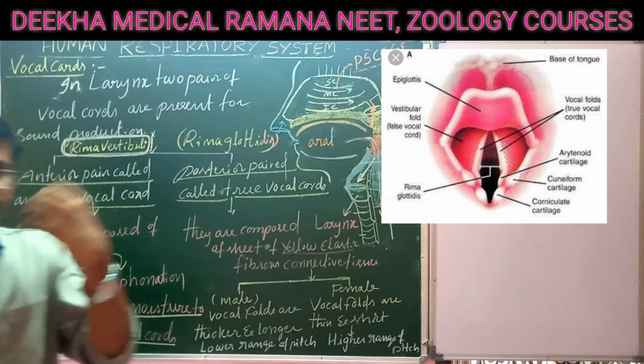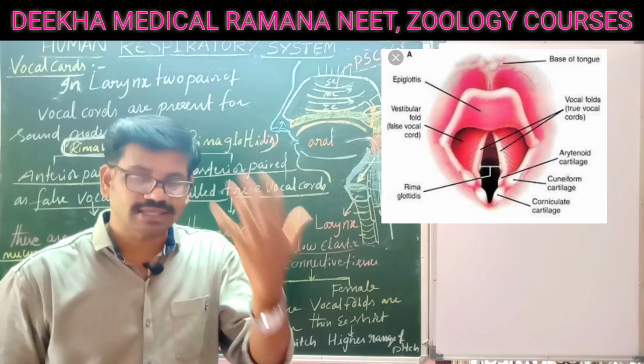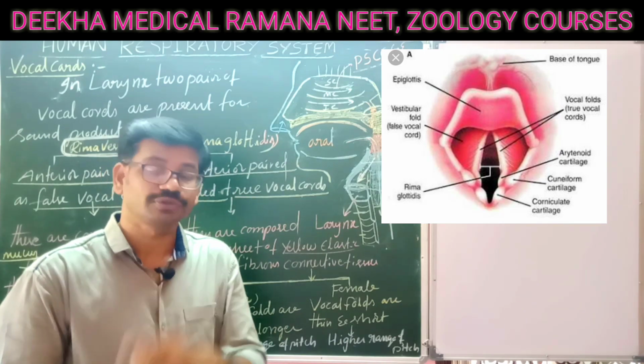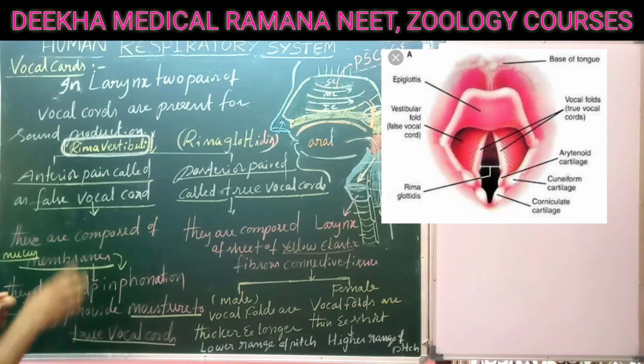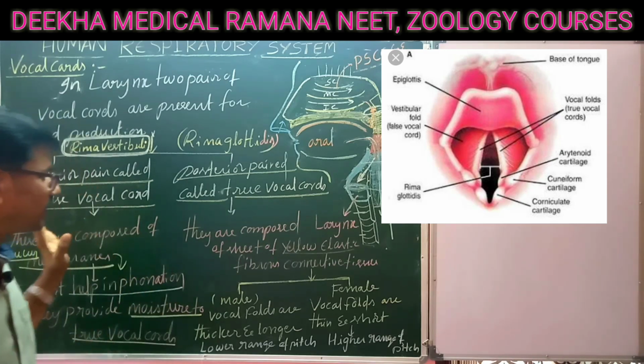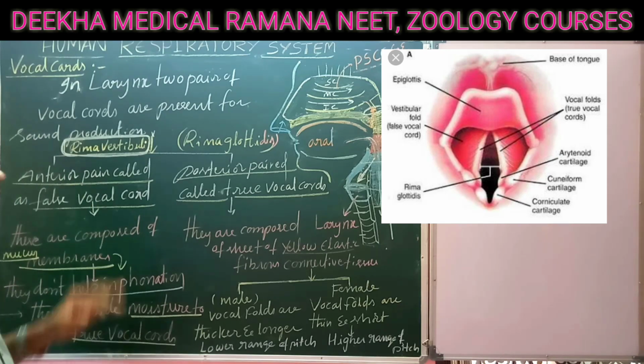That means true vocal cords may dry up while exhaling air, which is somewhat hotter compared with the inhaled air. So they should be moistened by the false vocal cords. These false vocal cords always provide the moisture to the true vocal cords. So these do not help in phonation. Phonation means sound production. I hope you understand there is an anterior pair of vocal cords, the false vocal cords. The space present between the two false vocal cords is called rima vestibuli.